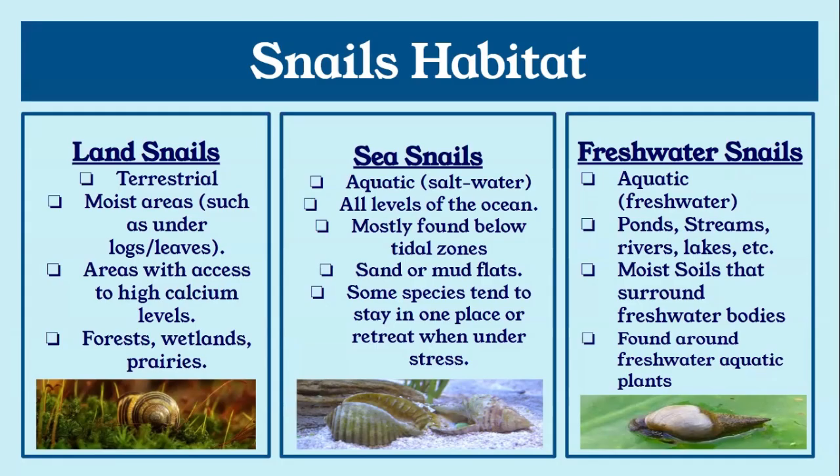Sea snails are going to be the saltwater aquatic snails, and they are found all throughout the ocean on every single layer. Typically, they're found most commonly below the tidal zones or in the sand or mud flats around these areas. Some of these species do tend to stay in place or have like a home base where if they're experiencing any stress, they return back there. So the freshwater snails are going to be your freshwater aquatics, which are more like the ponds, streams, rivers, and lakes. You can find them in the water or around the moist soils or other aquatic plants.